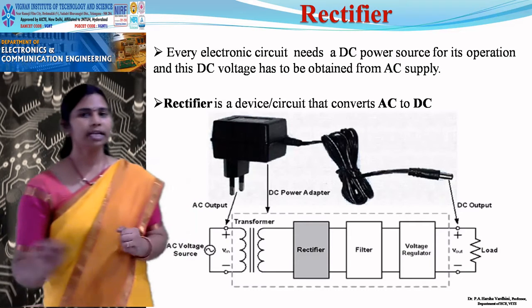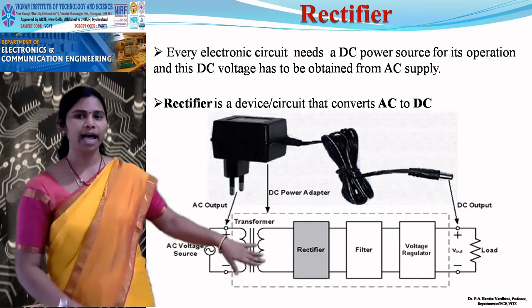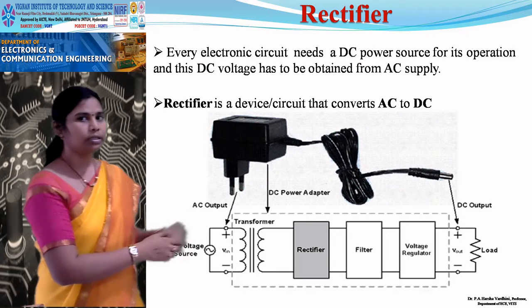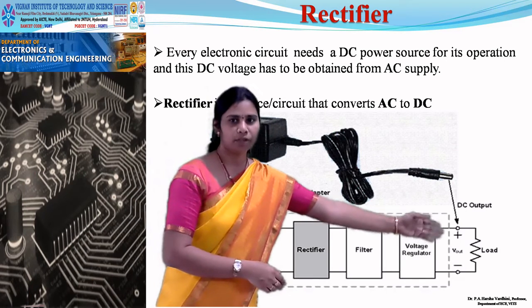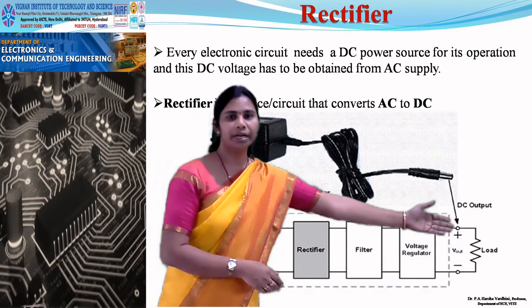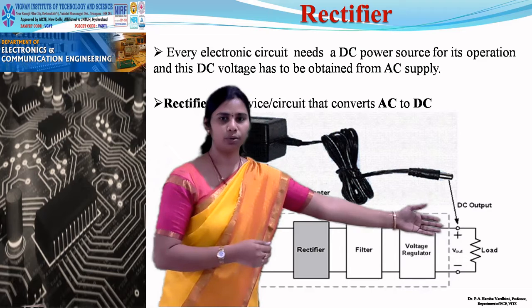Now we can take that common example. You have AC mains which is giving 240 volts. Now that is your load, which is your mobile. You want to charge it, so you need a DC supply. Then how can you do it?